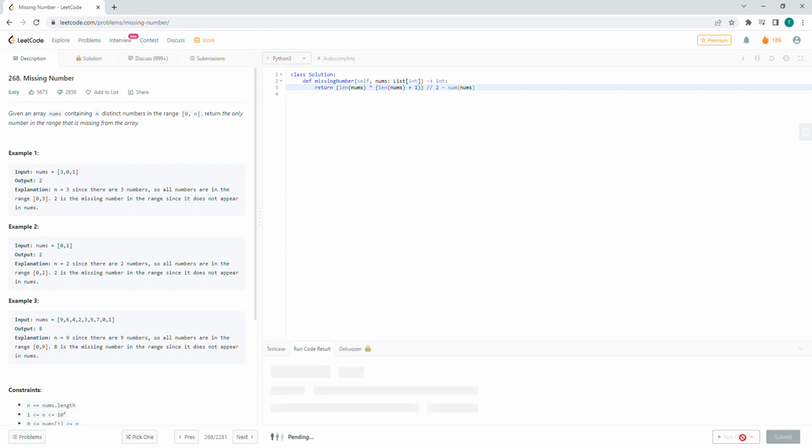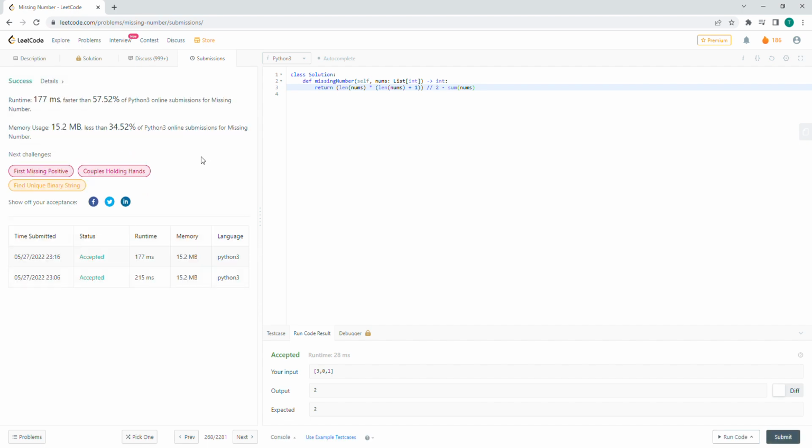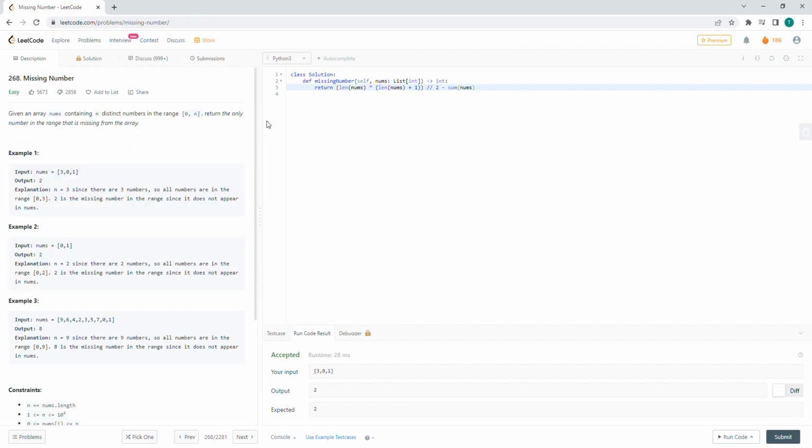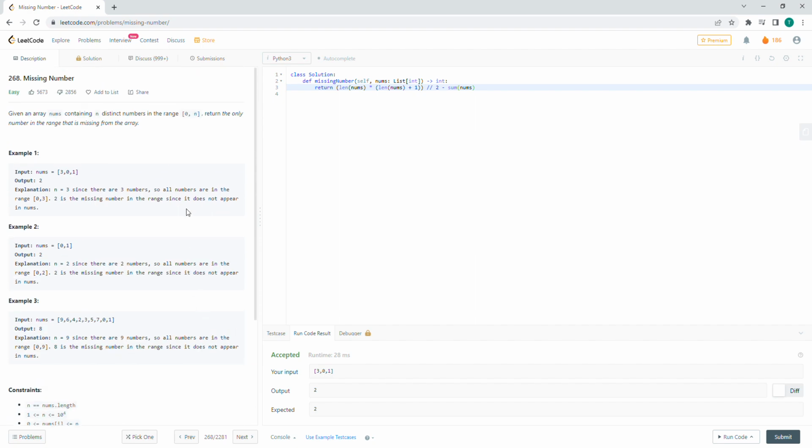Run this code. 2 seems good. And it's accepted. So time complexity wise is big O of n, because n is the length of nums. We have to iterate through the length, of course. Space complexity is constant extra space, because we store everything inside an integer variable.